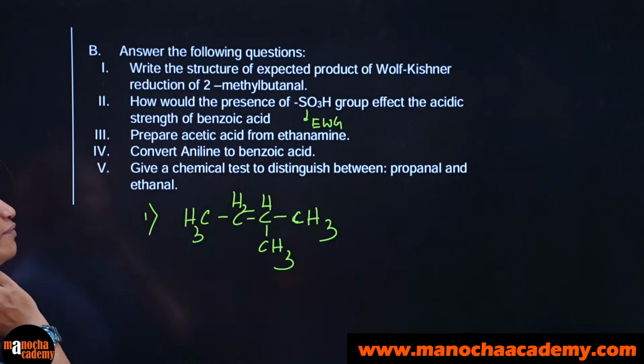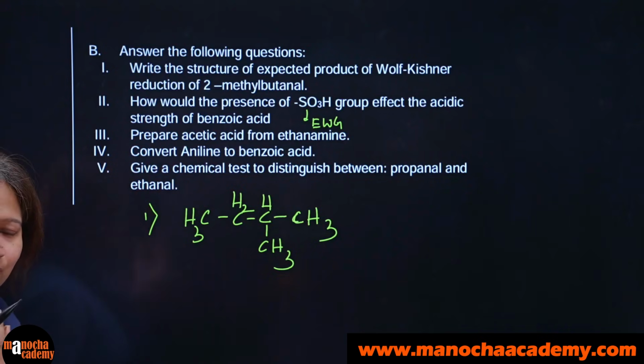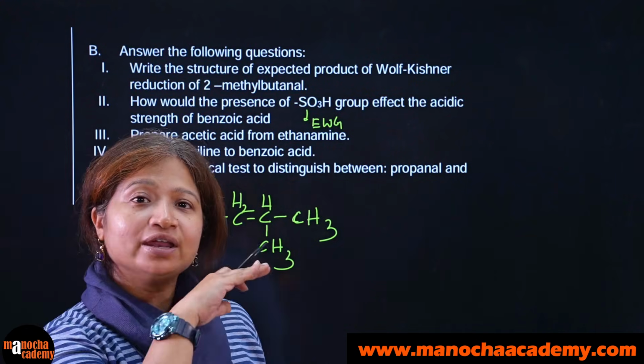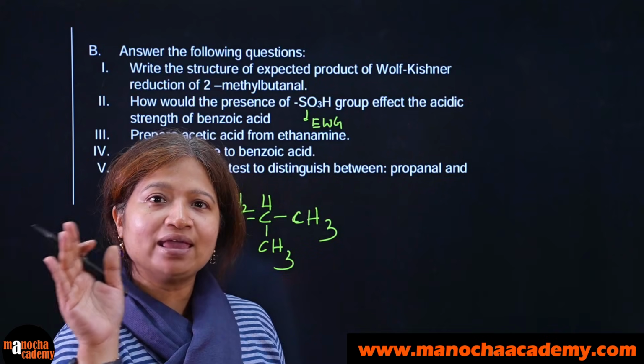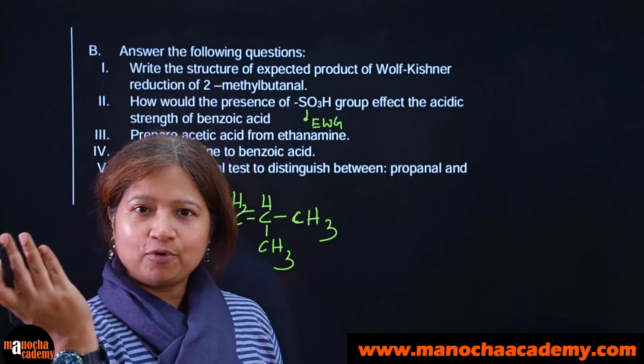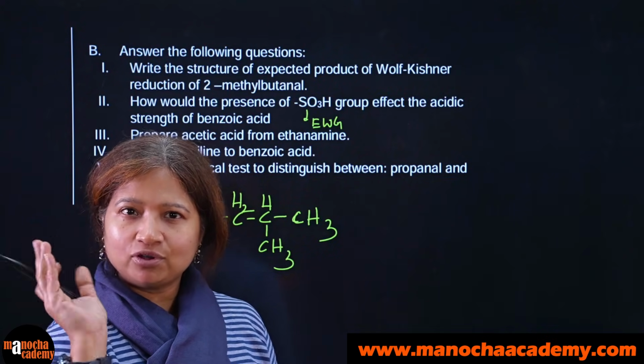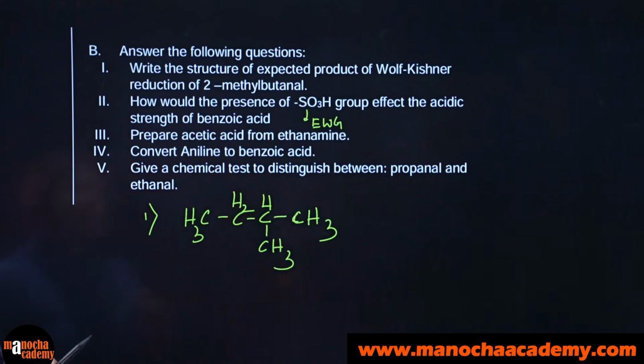So same thing, because we know that electron donating group will decrease the acid strength and electron withdrawing group will increase the acid strength. Isn't it? The same thing we had seen for the question. We had to arrange in increasing order of pKa value, bromo propanoic acid, alpha bromo, alpha chloro, all that same concept. Okay. Prepare acetic acid from ethanamine.